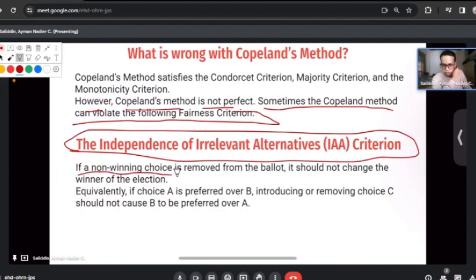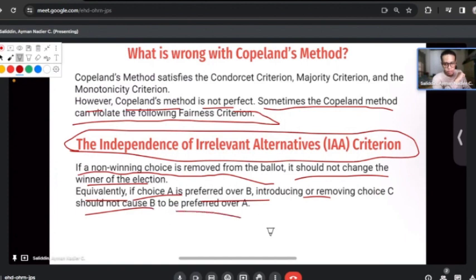If a non-winning choice is removed from the ballot, it should not change the winner of the election. Equivalently, if choice A is preferred over B, introducing or removing choice C should not cause B to be preferred over A.